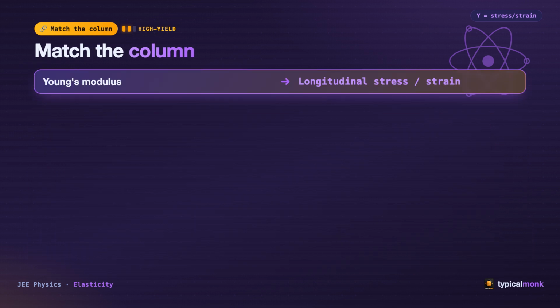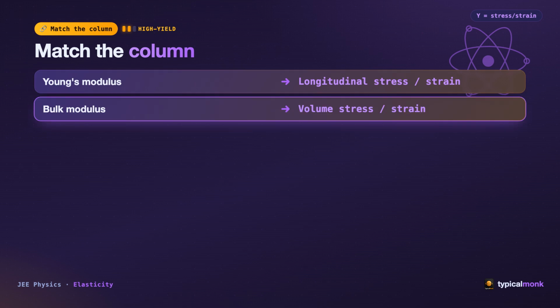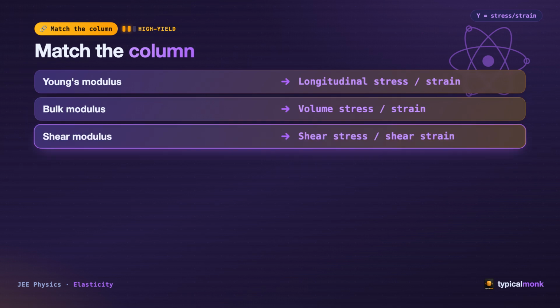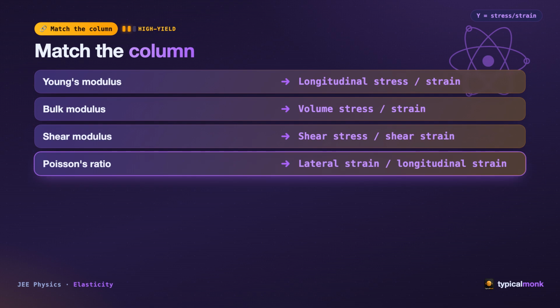A quick match now. Say each pairing aloud before I reveal it. Young's modulus pairs with longitudinal stress over longitudinal strain, the stretch or compression of a length. Bulk modulus pairs with volume stress over volume strain, a uniform squeeze on volume. Shear modulus pairs with shear stress over shear strain, a change of shape at constant volume. And Poisson's ratio pairs with lateral strain over longitudinal strain. How much a stretched wire thins sideways.